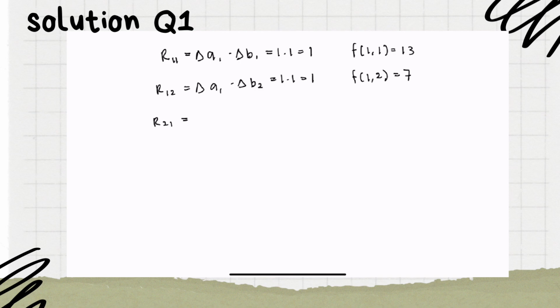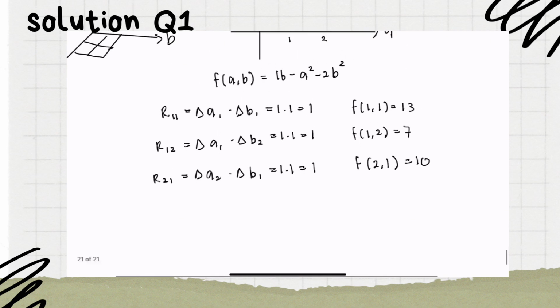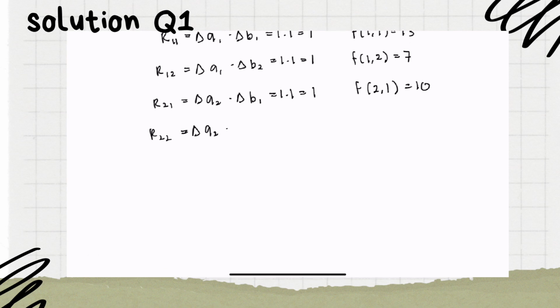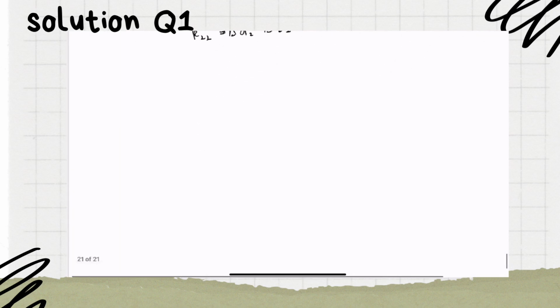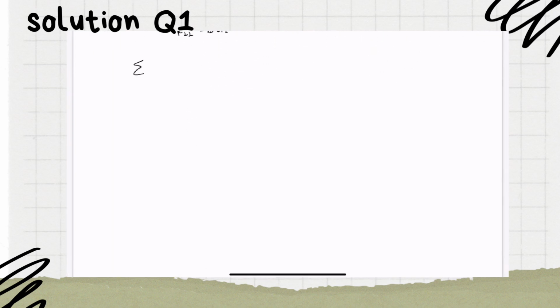For the sample points, we know that f11 equals 13 because we substitute it into the equation 16 minus a squared minus 2b squared. So that also goes for f12 equals 7, f21 equals 10, and f22 equals 4. Approximating the volume by the Riemann sum with m equals n equals 2, we have the sum over i equals 1 to 2 and the sum over j equals 1 to 2 of f(ai, bj) times area ai times area bj.